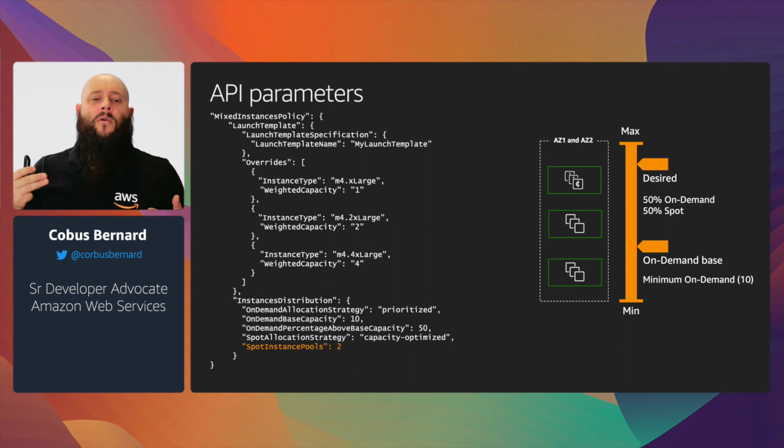So if I specify one only, the spot instances will only look at the M4 extra large instances. But with two, it'll look at the first two in that list. And this will then allow you to create this blend between on-demand as well as spot instances and combine them all in one easy auto-scaling group with whatever strategy you prefer.